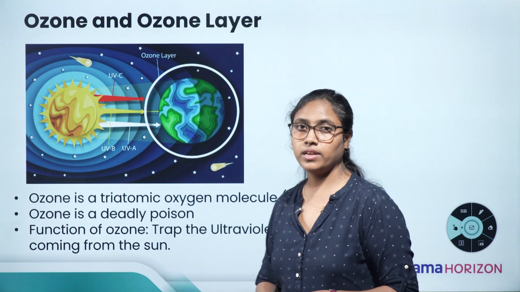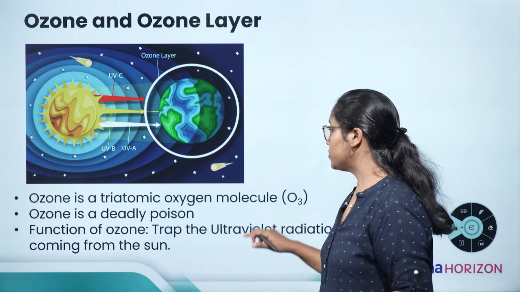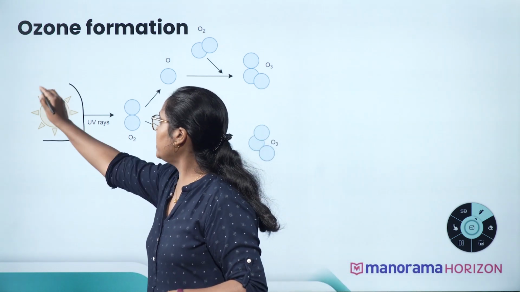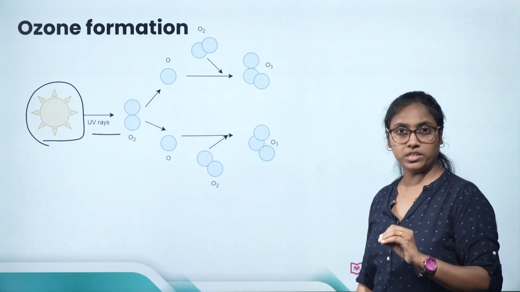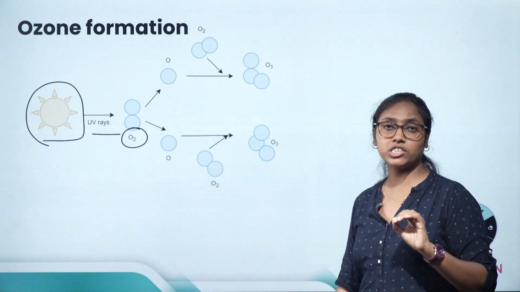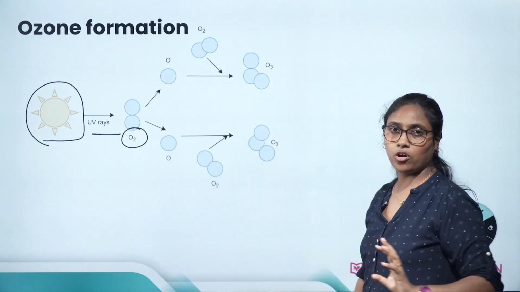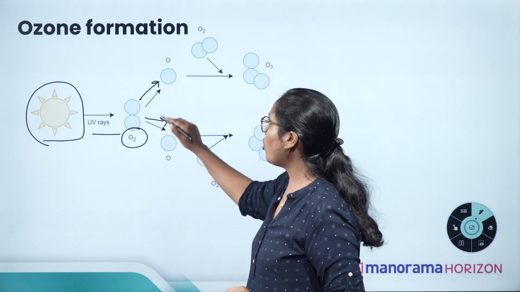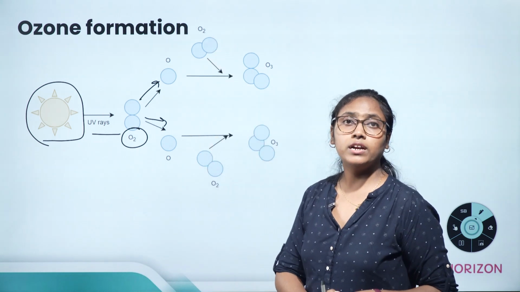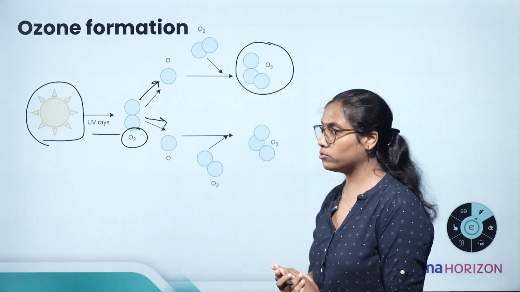So how is ozone formed? We know that ozone traps ultraviolet radiation, but ultraviolet radiation also plays a very important role in the formation of ozone. Let us see how ozone is formed. When the sun's rays come to the earth, UV rays also come. When they reach the stratosphere, there is a high concentration of oxygen molecules there. What this UV radiation does is split the oxygen molecule into monoatomic oxygen. Now this monoatomic oxygen is very unstable. It goes and binds with diatomic oxygen, forming an ozone molecule. This is how ozone is formed in the stratosphere.